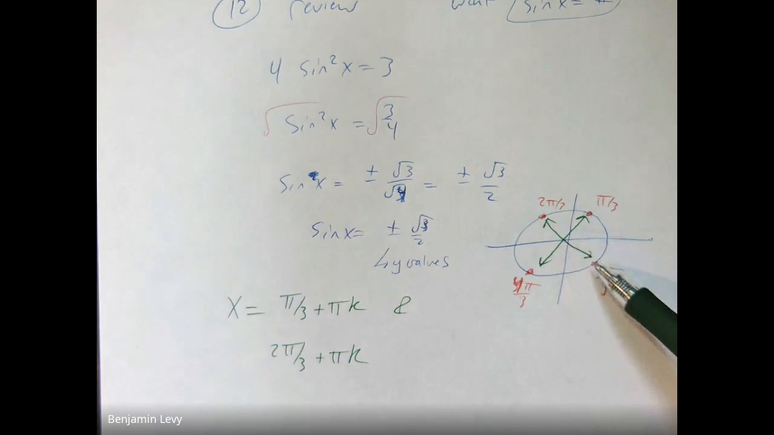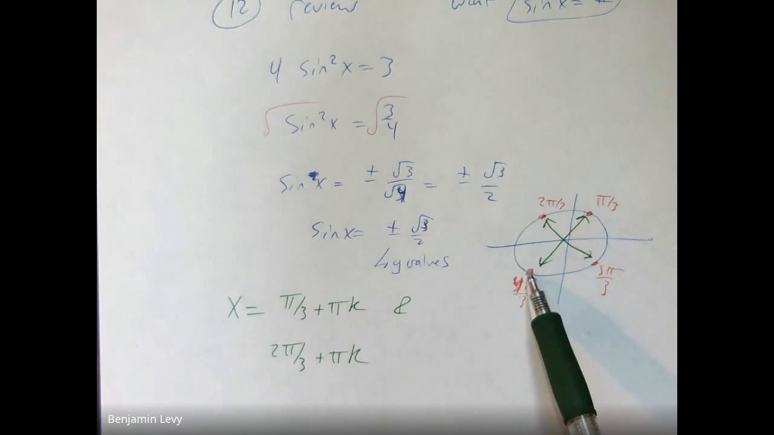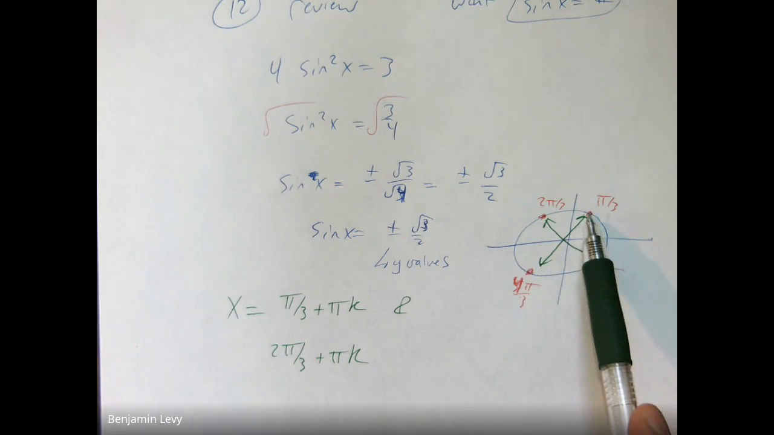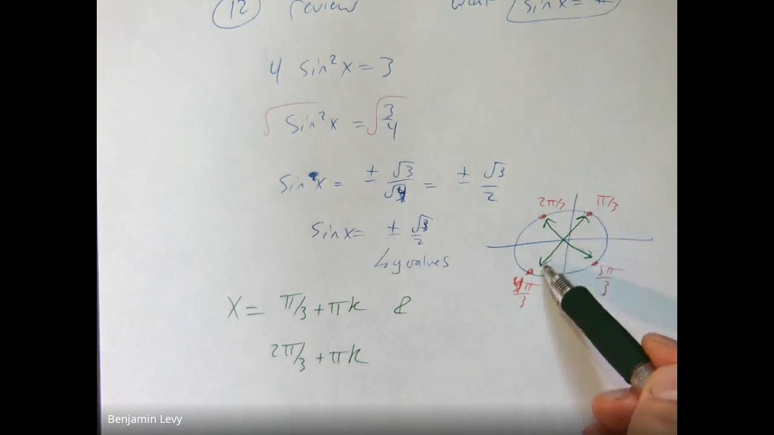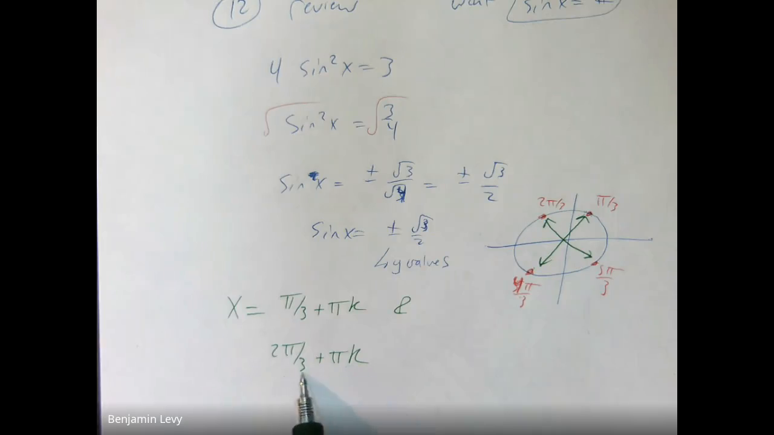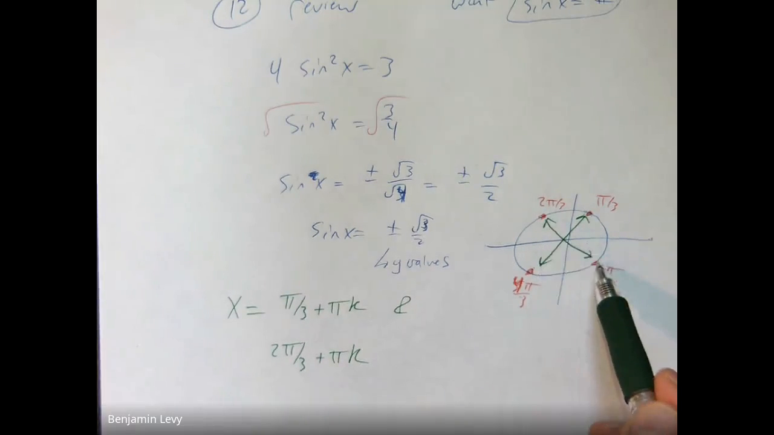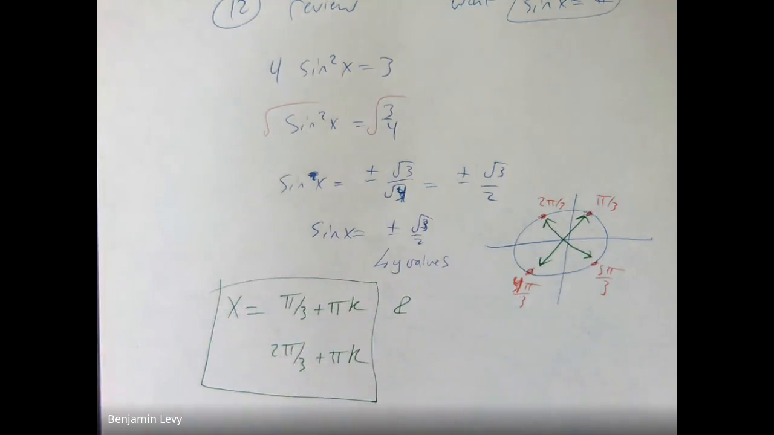Because again, they're directly opposite each other, which means they're pi away from each other. So when I take pi over 3 and I add pi, it just takes me over here. And when I add pi again, it takes me back over here. And so when you add pi to pi over 3, it just bounces you between those two values. And when you add pi k to 2 pi over 3, it bounces you between those two values. So this would be the answer.